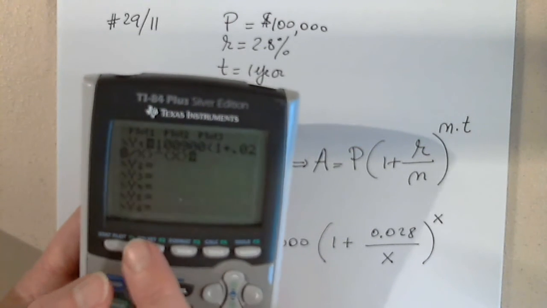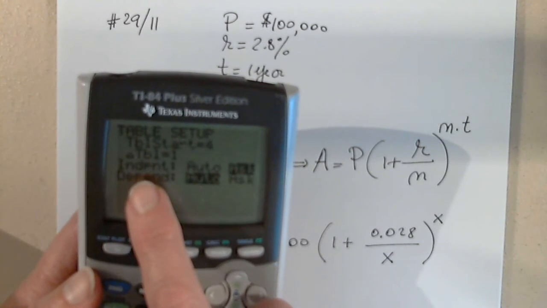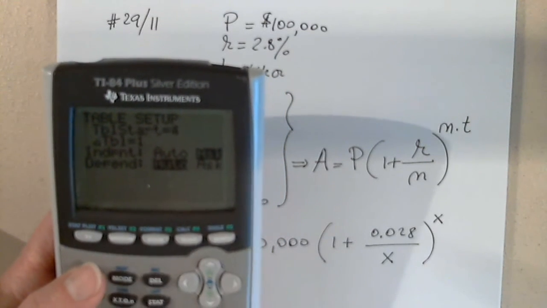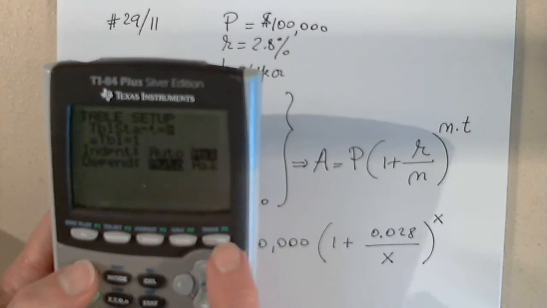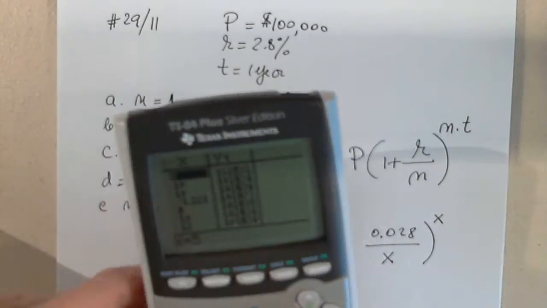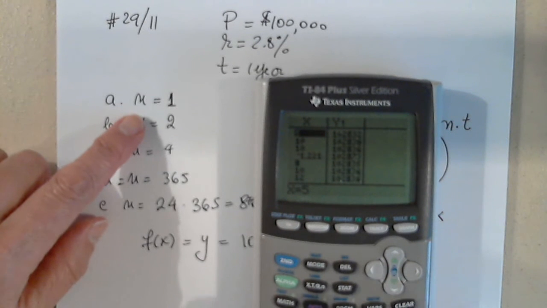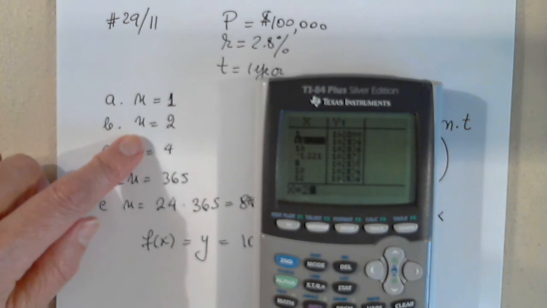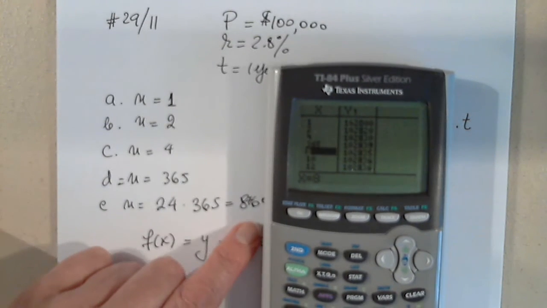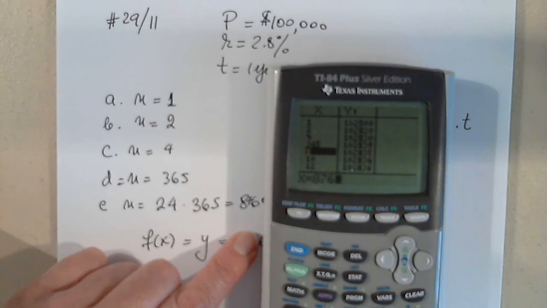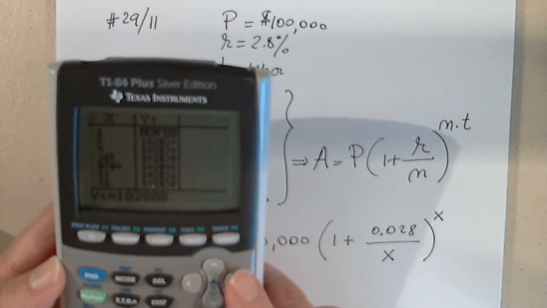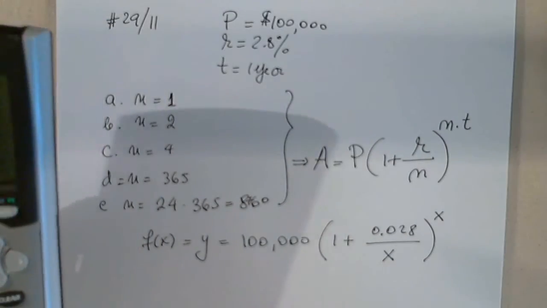I go to second and table set and make sure that the independent variable is in the ask mode. And it is. I used this calculator before. So now I go to second and table. And I will put in the numbers that I was given initially. So I will put in 1, enter, 2, enter, 4, enter, 365, enter, and 8,760, and enter. Now I go to the right and copy all my answers.